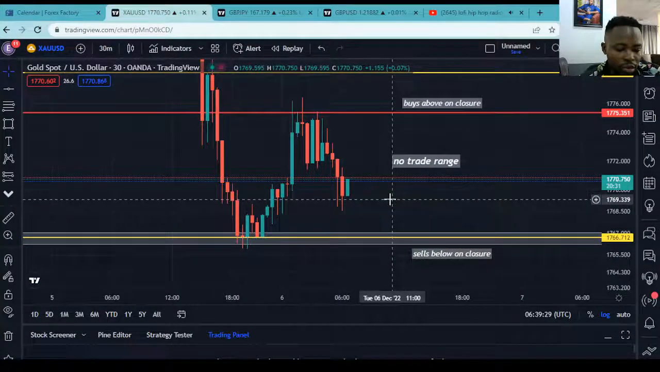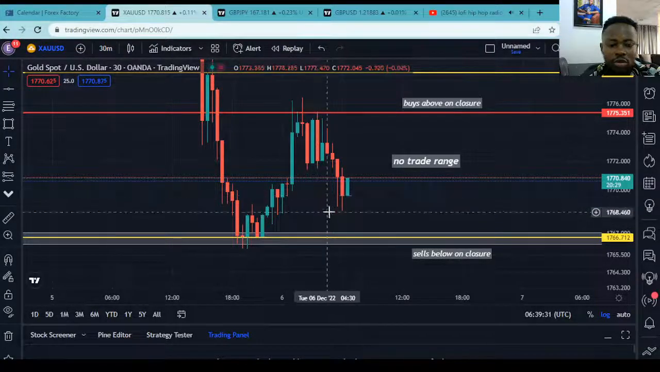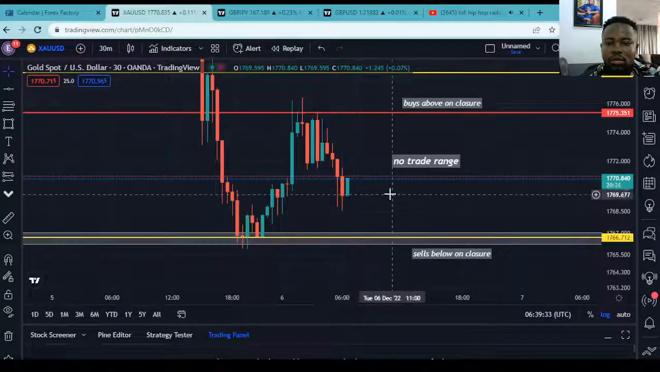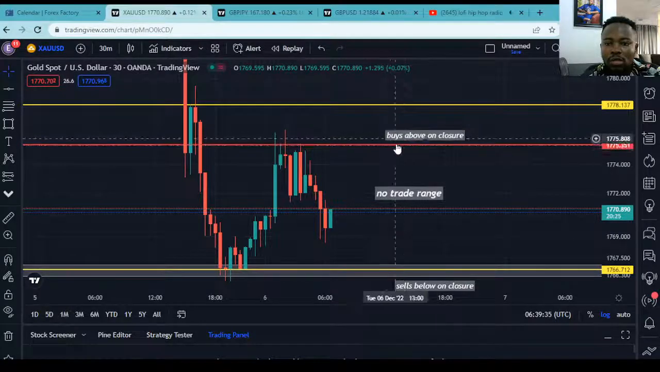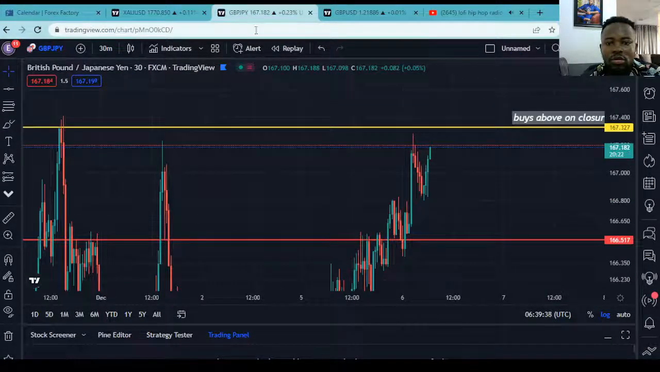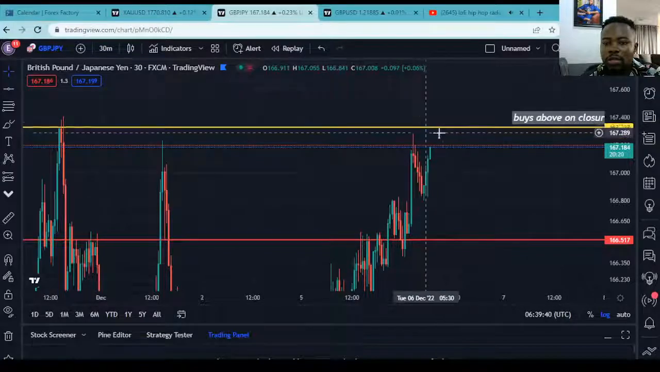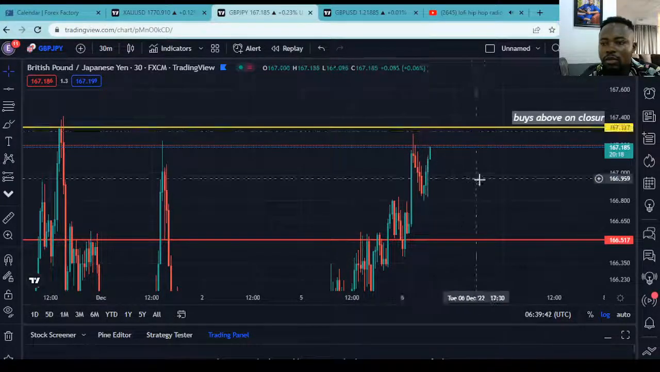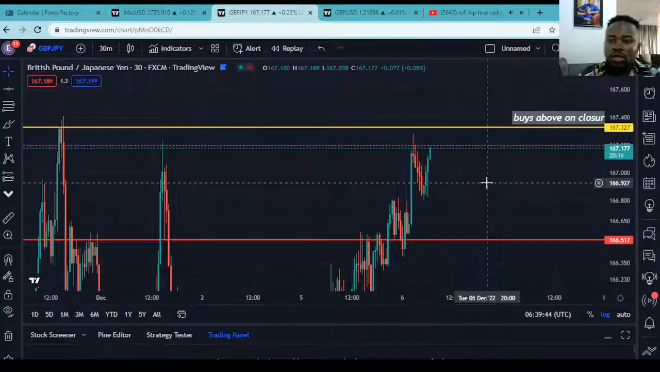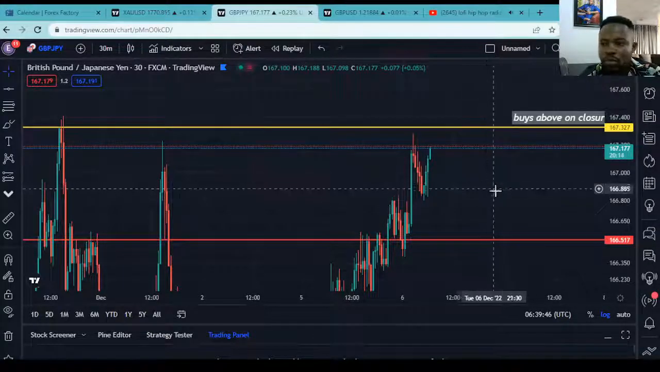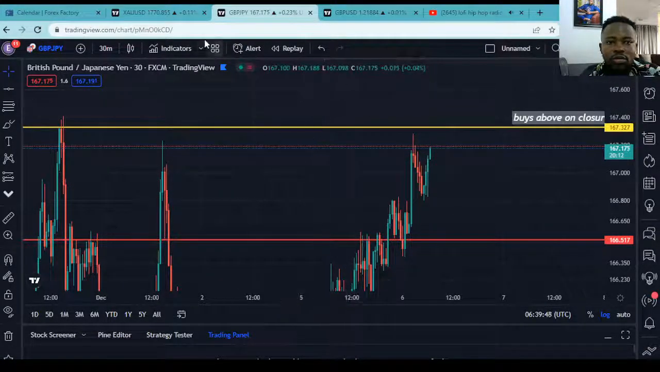So what we have to do here today is just wait for closure below here and buys above here, closure too. For GJ, I'm waiting for GJ buys on closure above 167.327, right?